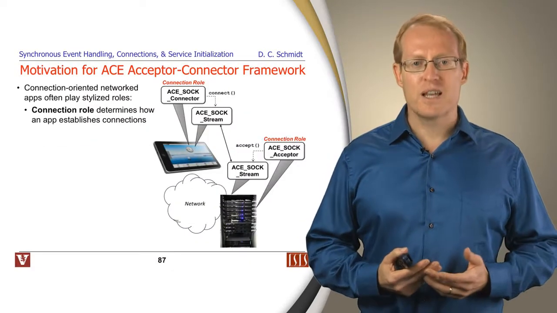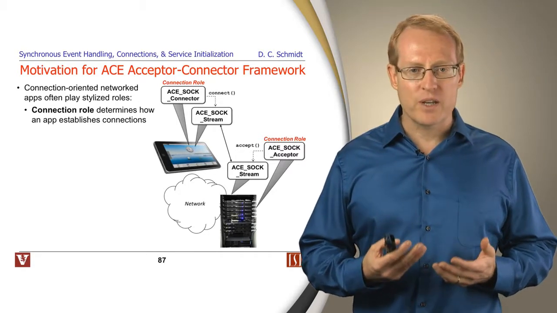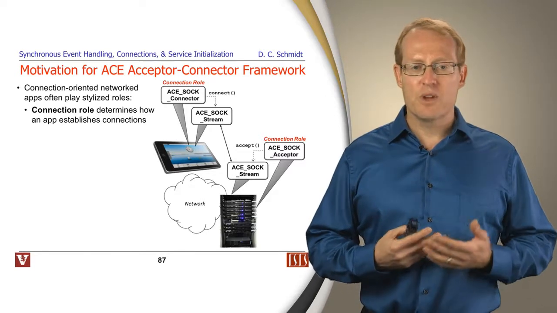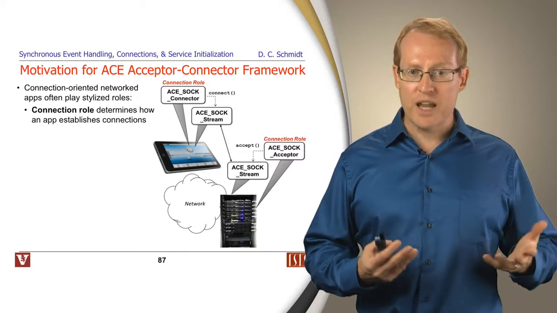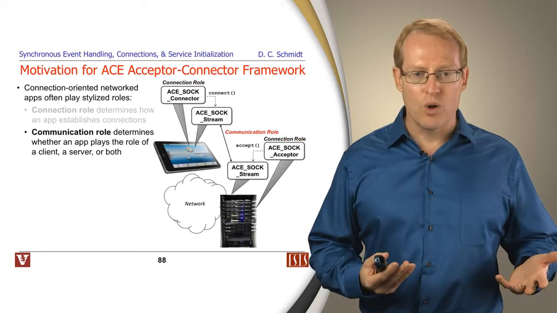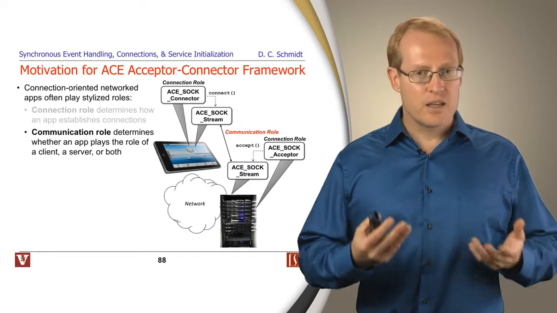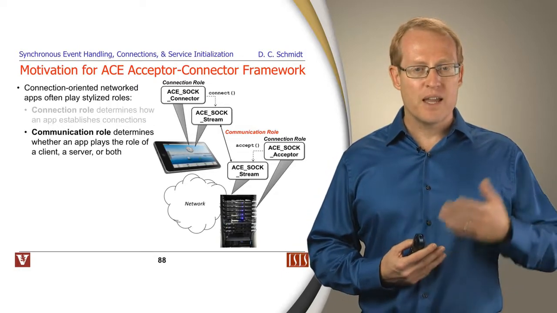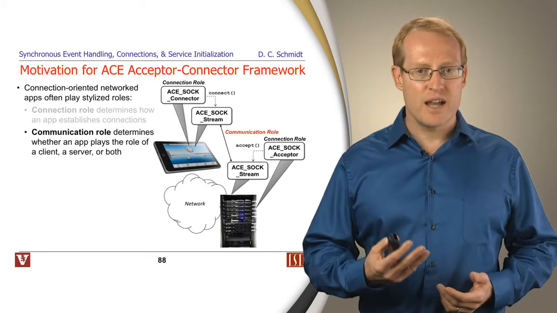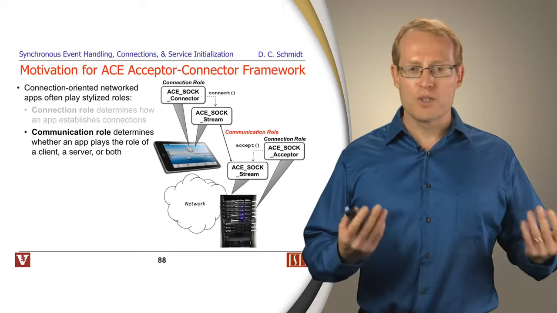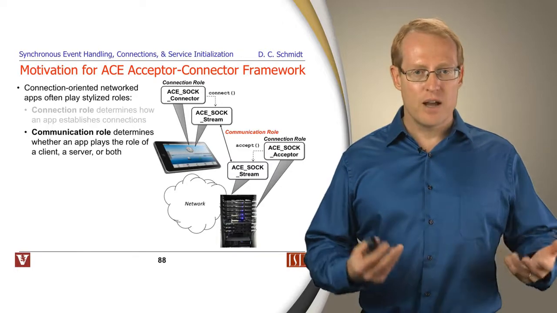To motivate the ACE Acceptor-Connector framework, let's first step back and talk about different types of connection-oriented networked application roles. There are two roles that are most important. The connection role, which determines how apps establish connections, and the communication role, which determines whether an app plays the role of a client or a server or both. The connection roles are typified by being either active or passive. The active side is the connector part, the passive side is the acceptor part, and the communication role is the part that interacts irrespective of whether it was started in an active or passive role.